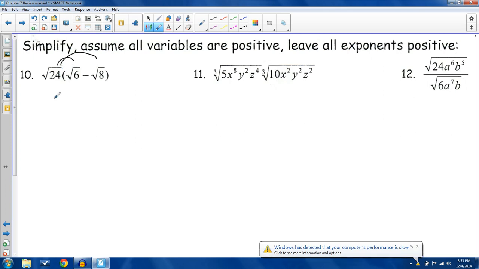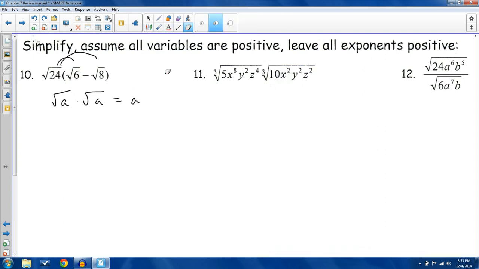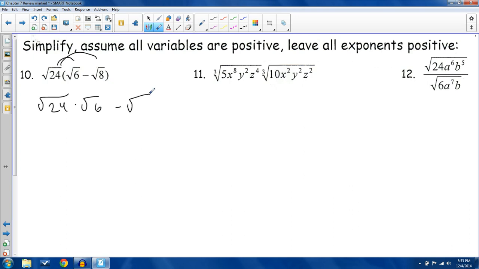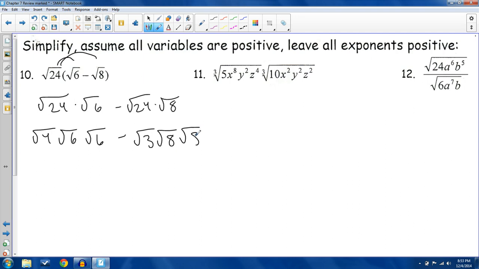You know how the square root of two numbers that are the same just become that? What if I broke apart this? So this will be square root of 24 times square root of 6 minus the square root of 24 times square root of 8. What if I broke apart 24 into a factor of 6 and 4? So the square root of 4 times the square root of 6, that's 24, times the square root of 6 again. And what if I chose this 24 and broke it apart in terms of 8? Root 3 times root 8, that's root 24. Then times this root 8 right here.